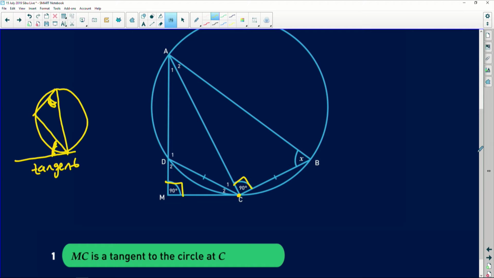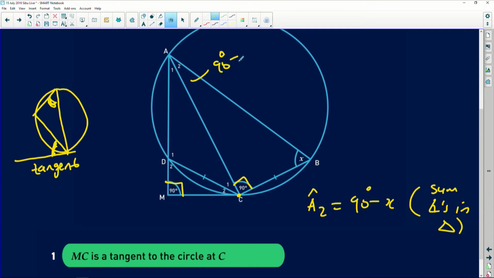So let's see what we know so far. Angle A2 is equal to 90 degrees minus X, because in this triangle, clearly we can see that we've got 90 and X. We are looking for angle A2. So I'm going to start there and say angle A2 is equal to 90 degrees minus X. Where am I getting this? This is the sum of angles of a triangle. The sum of angles in a triangle add up to 180. So that's going to be 90 degrees minus X.